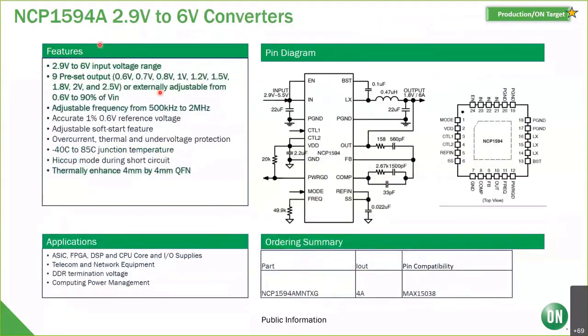And then we've also got the NCP1594, and that has a wider input range of 2.9 to 6 volts. These have preset outputs, or externally adjustable from 0.6 to 90% of VIN. And these switch from 500 kilohertz up to 2 meg. These are 4x4 thermally enhanced QFNs, so it's got the exposed DAP here. These exposed DAPs are great for transferring the die temp onto the PCB interplanes. That's great. And that's a 4 amp device.